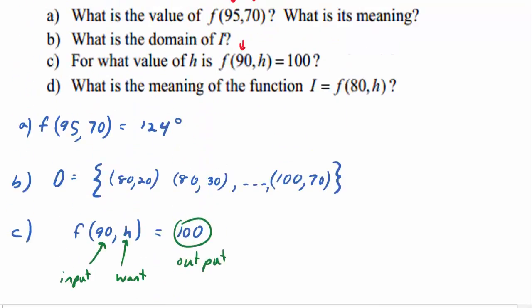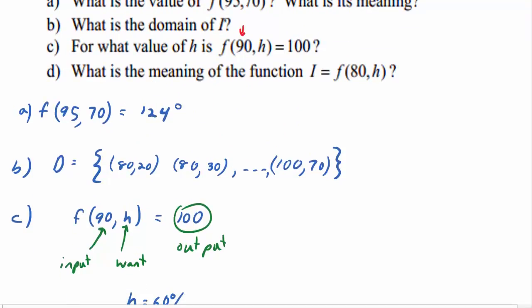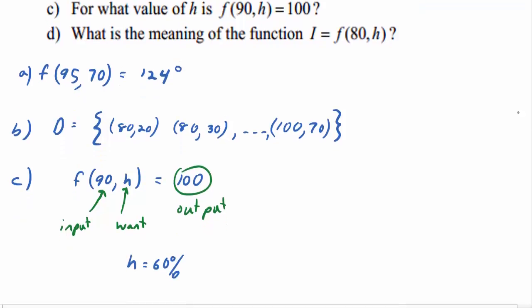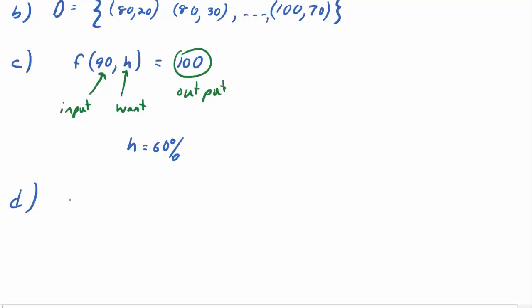Now, what is that? I guess I didn't ask you to interpret it. Oh, I'll interpret the next one. So D, just a slight variation, f of 80, H. Interpret I equals f of 80, H. What is that?